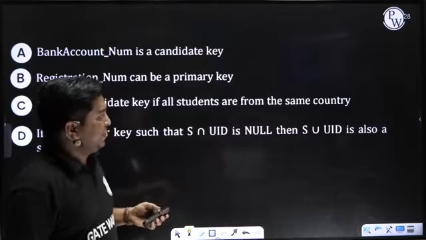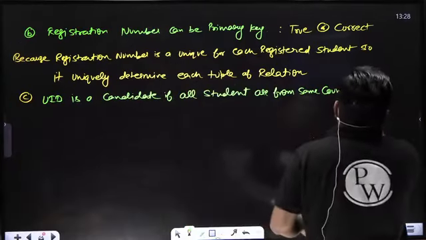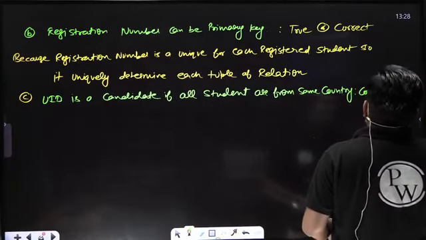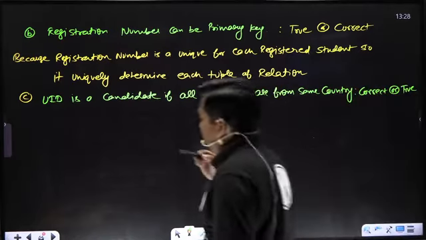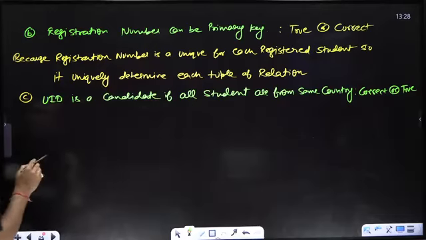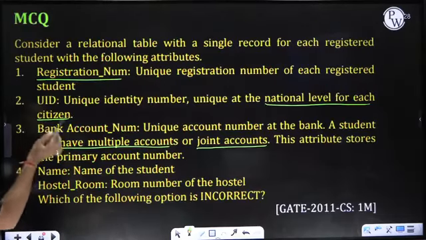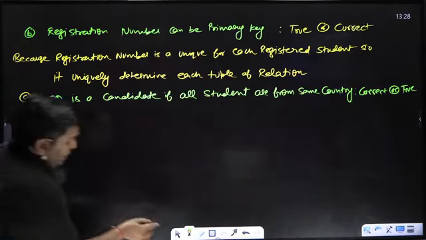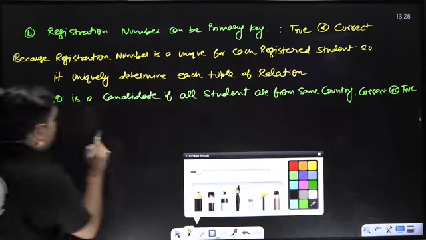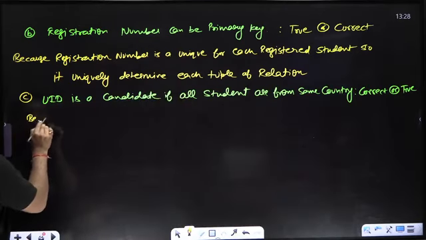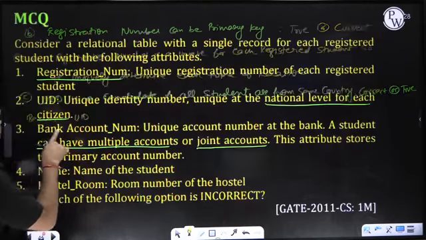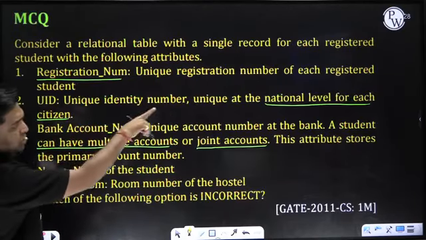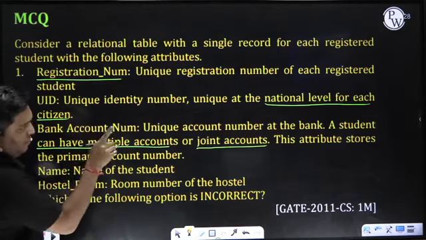So is it correct or not? Yes, it is correct. You can say true, my dear. Why is it true, my dear? Because here you can see UID. For example, if I am talking about India, UID, you can see it is mentioned UID is unique at national level.